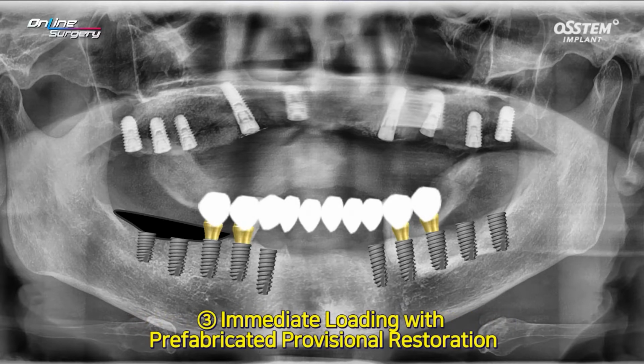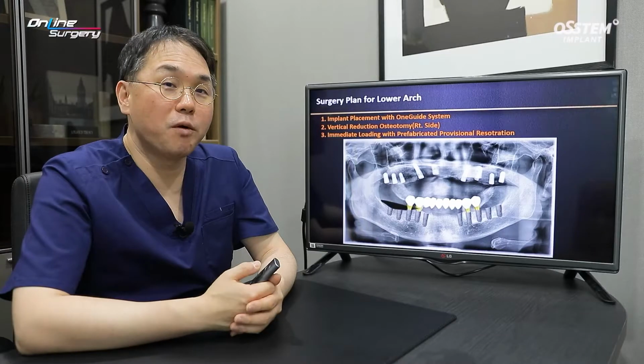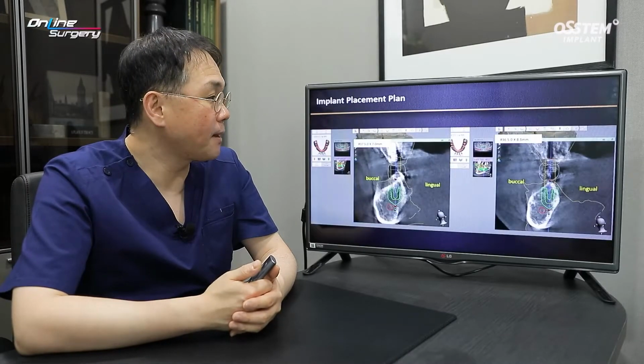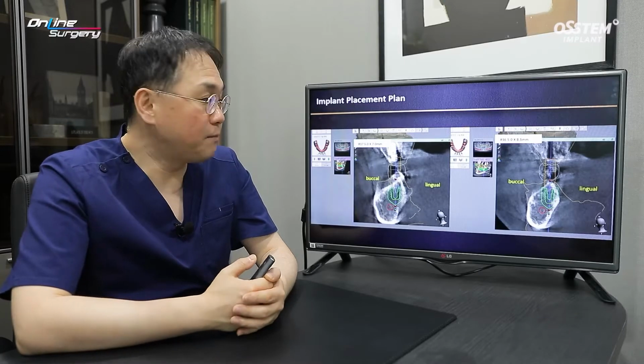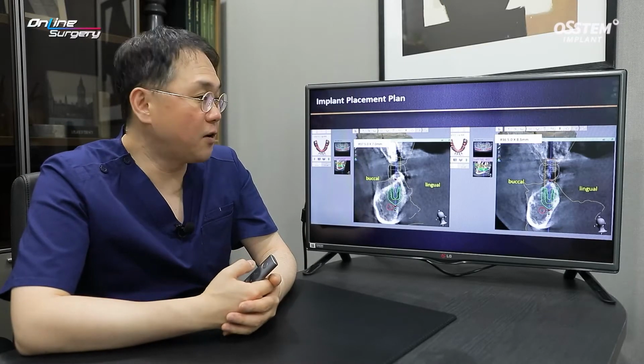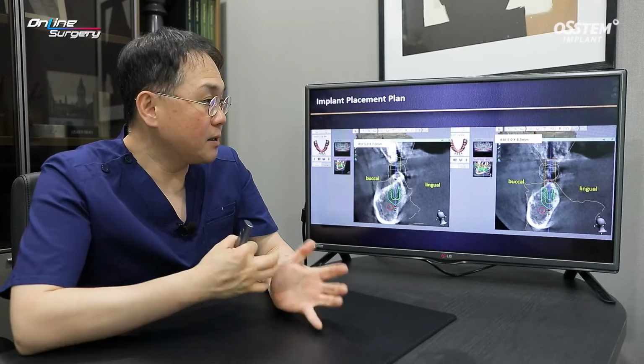Using the prefabricated prosthesis, immediate loading is going to be done. A 10-unit PMMA bridge from number 5 to 5 has been fabricated. If you look at the plan using OneGuide, in number 37 and 36, 5.0 diameter was planned.